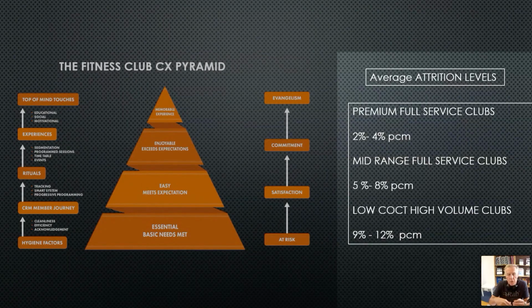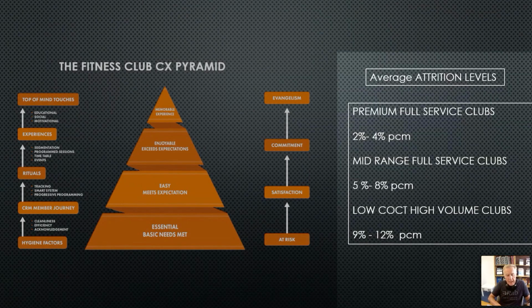In the mid-range full service clubs, and this is particularly the local authority sector, the trusts, the full services, but have cut back on their staffing levels since COVID, they will be in the 5 to 8% of monthly attrition. And then at the lower end, the low cost, high volume clubs, where there is very little staff, perhaps personal trainers, but only if you pay for them, no integral service, then what you're going to see there are far higher levels of attrition, and they're going to reach 9 to 12%.